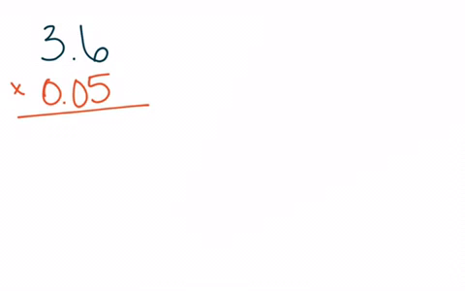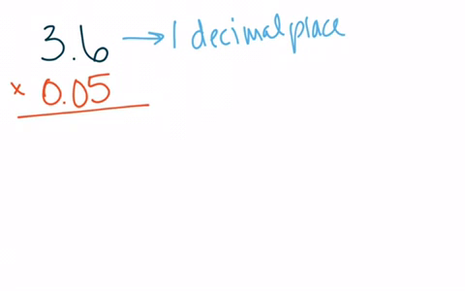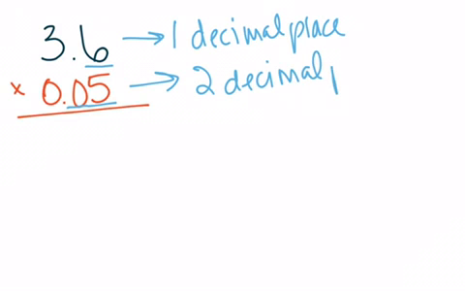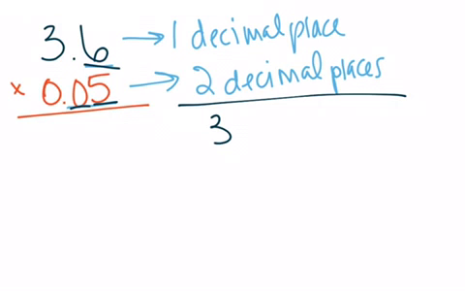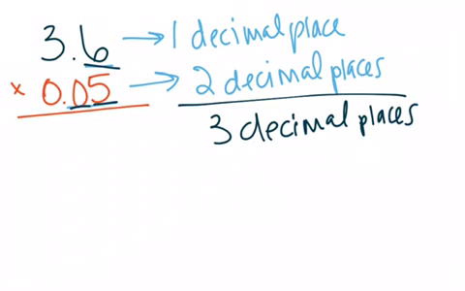Then you're going to figure out how many decimal places are in each number. So in your first number, we just have one decimal place, or one number behind the decimal. In your second number, we have 2 decimal places. So this is how we figure out where your decimal goes in your answer. Okay? So altogether in my problem, I have 1, 2, 3. So 1 plus 2 is 3. So our answer should have 3 decimal places, and we'll go over that in just a second. Okay? All right, so that's the first thing we have to figure out.